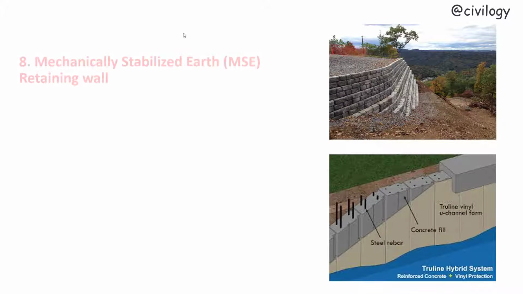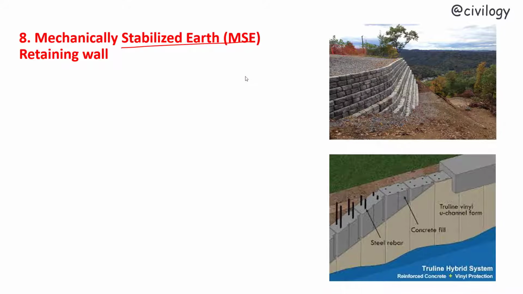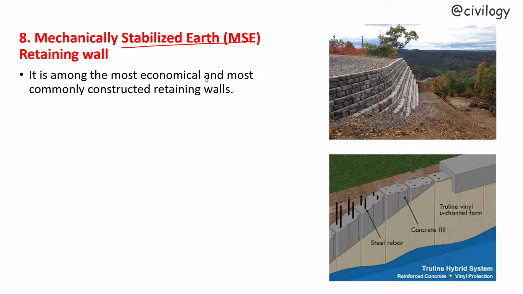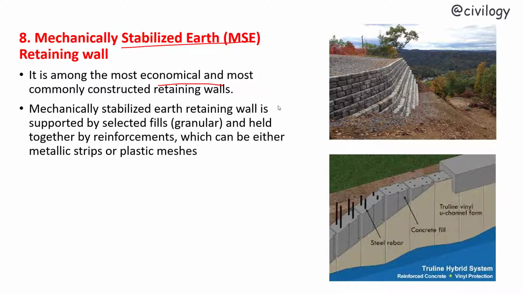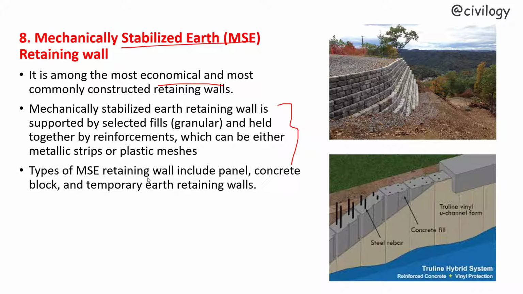Next, mechanically stabilized earth retaining walls, MSE retaining walls. These walls are most economical and most commonly constructed retaining walls. Mechanically stabilized earth retaining wall is supported by selected fills like granular and held together by reinforcements which can be either metallic strips or plastic meshes. Types of MSE retaining wall include panel, concrete block, and temporary earth retaining walls.